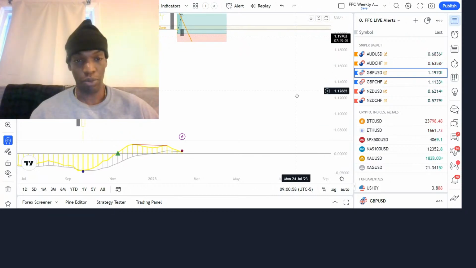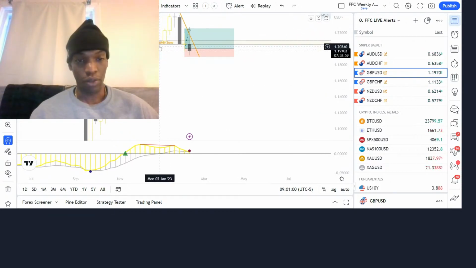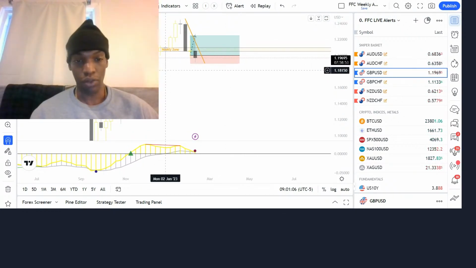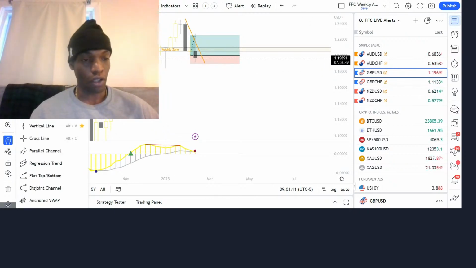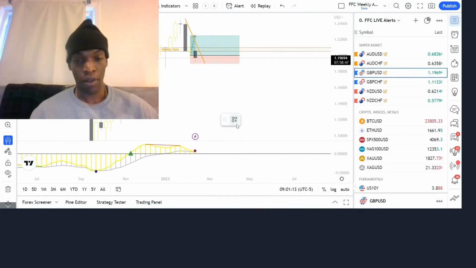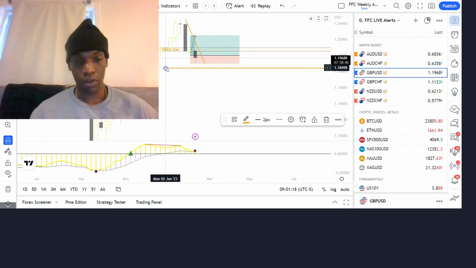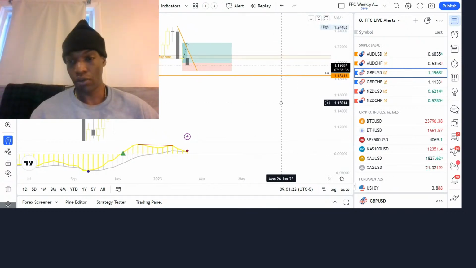Let's look at GBP/USD. GBP/USD broke through our weekly zone, so it'll be interesting to watch that. Let's see how it reacts. We'll use this wick as our low. Let's do the IPO candle. Plug that in. All right, so that's our low.